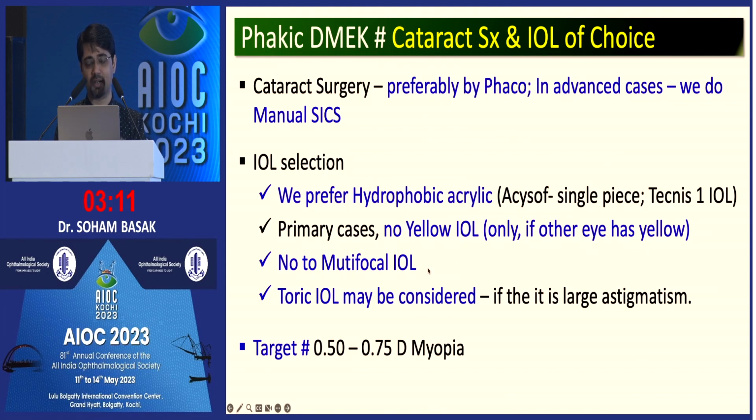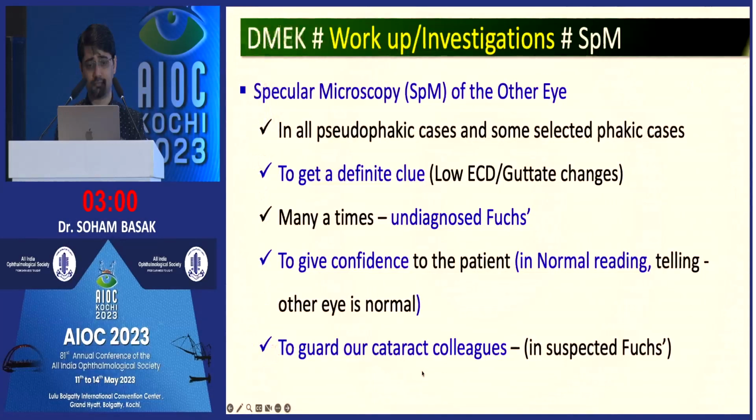Multifocal lenses are better avoided. Toric lenses can definitely be considered. The target myopia is 0.5 to 0.75, which is slightly lower than what you would do in DSEK. Specular microscopy of the other eye again can give us a clue to why a PBK developed. Sometimes guttata or a low cell count in an apparently normal looking cornea is detected.